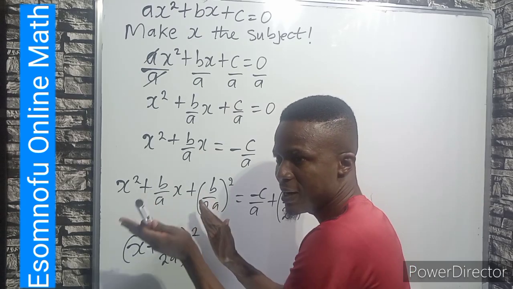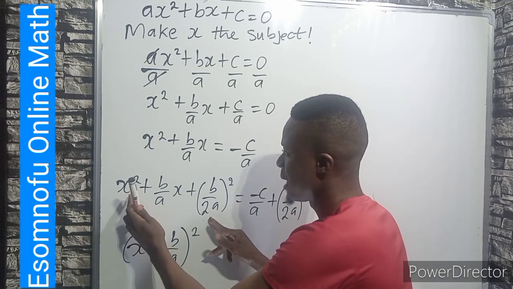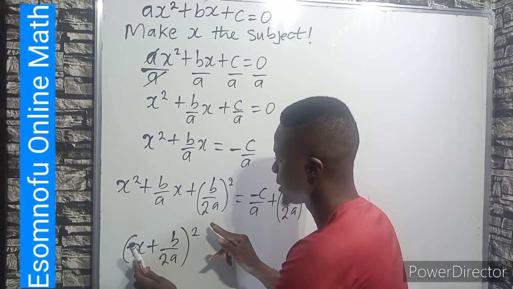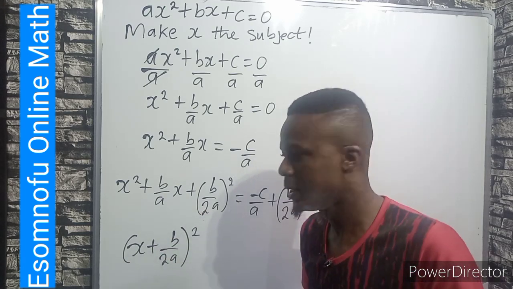Neglect the middle term, provided that it is a perfect square. Neglect the middle term, pick the first term, pick the last term that has a power of 2. The first term here is x, the last term is b over 2a, then square it. If you expand the bracket, you are getting this back.